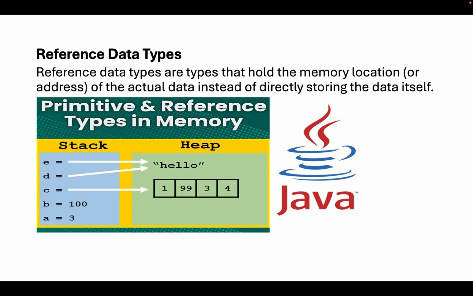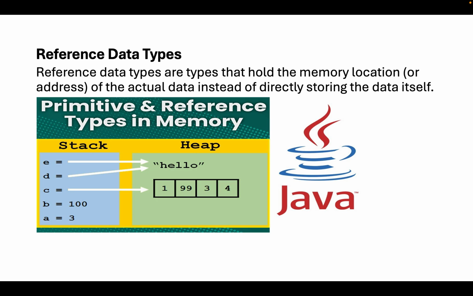Now let's take a look at reference data types. Reference data types are data types that hold the memory location of the actual data instead of directly storing the data itself. So a reference data type does not store the data itself, but it only points to where the data is stored in the memory location. And we normally term where the data is stored in the memory location as the heap.